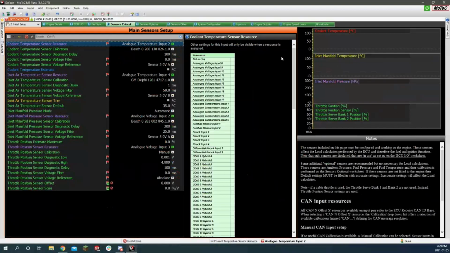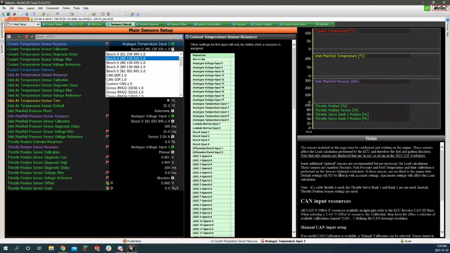So again, they have the critical sensors over here. If the engine's running and you're looking at it, you can make sure everything's in order. The critical sensors include coolant temp, air temp, air pressure, and throttle position. I sort of went over these earlier in the ECU ins and outs, but for coolant temperature you have to know, so you put in the type of sensor you're using.